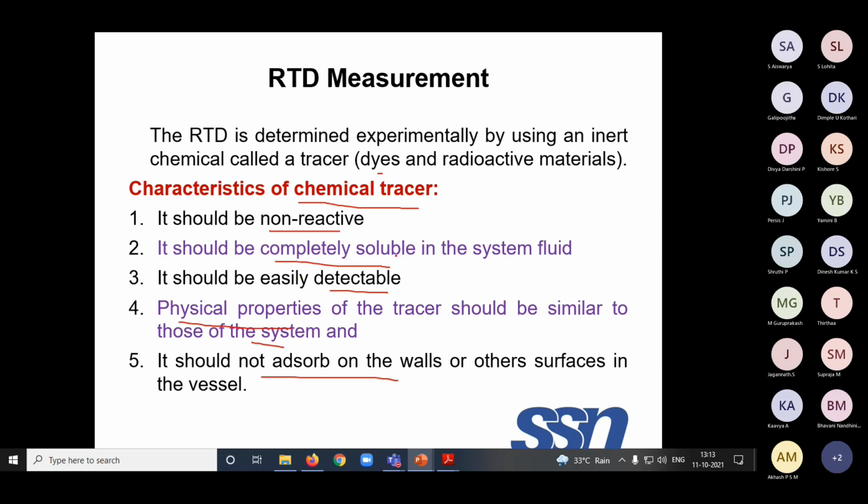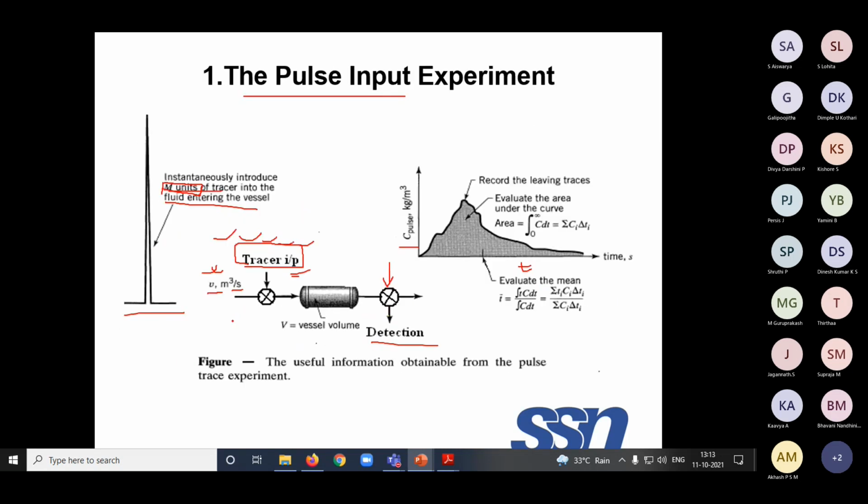It should be completely soluble. It should not be reactive. The properties of the tracer, you have to see that your tracer, what you are putting, has the same properties as the flowing fluid. So if you put a sensor here and try to measure the concentration of the tracer and plot it, this is the concentration of the tracer with respect to time. Time t is equal to 0. There is no tracer coming here because you are putting it here.